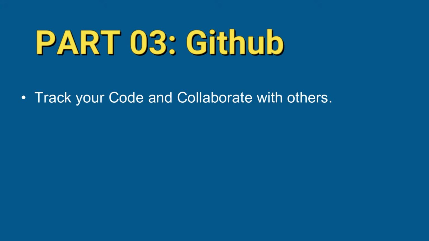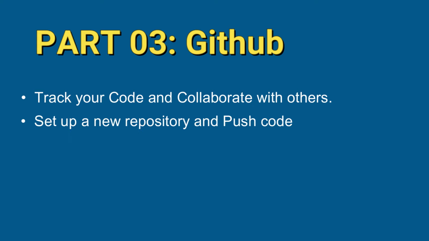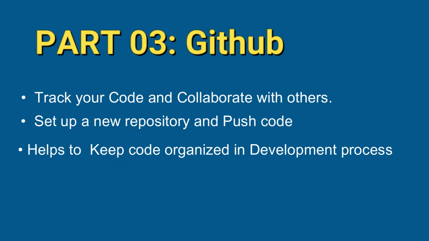In this section, we will learn how to push our code to GitHub. GitHub is a powerful tool for version control and collaboration. We will cover how to use GitHub to keep track of your code and collaborate with others. You will learn how to set up a new repository, push code to it, and keep track of changes. This is an important step in the development process and will help you keep your code organized and easily accessible.